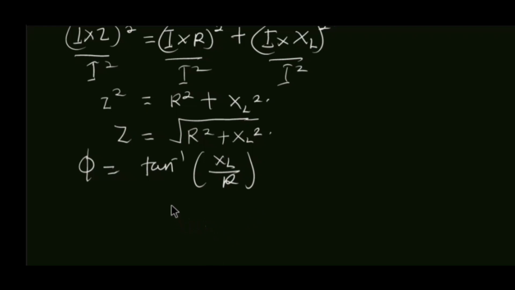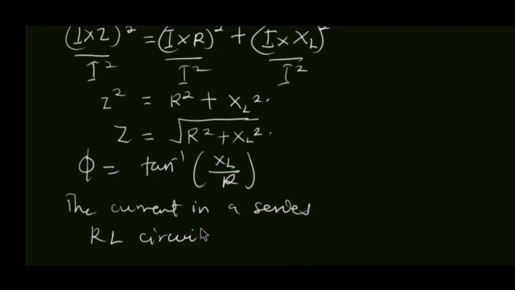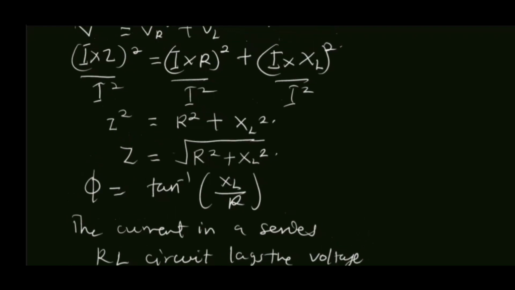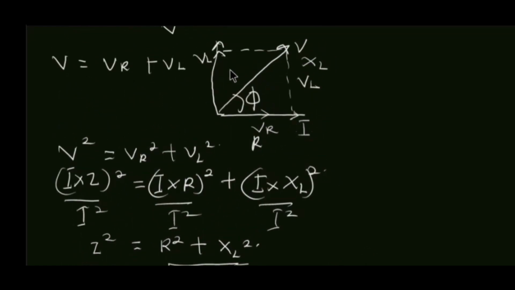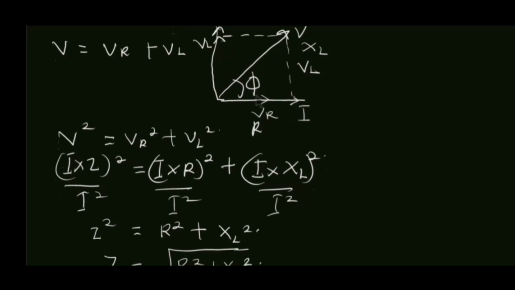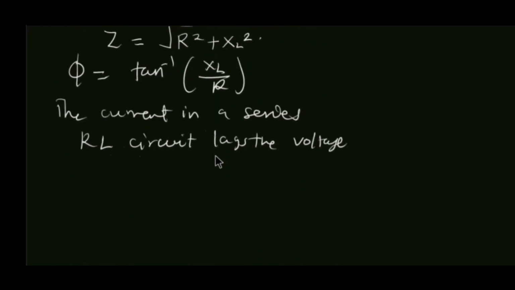So the current in a series RL circuit lags the voltage. You can see clearly from our diagram that the current lags the voltage, but it's not by 90 degrees, but rather an angle theta which you need to calculate. So in RL circuits, the current I lags the voltage by an angle theta, not 90 degrees.